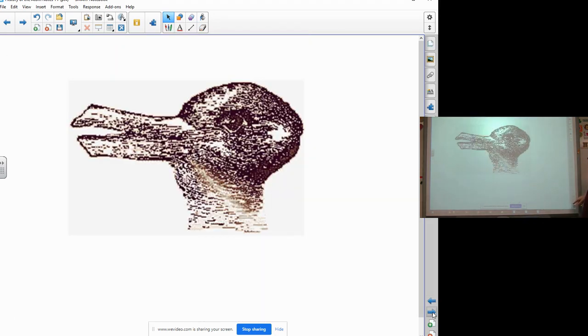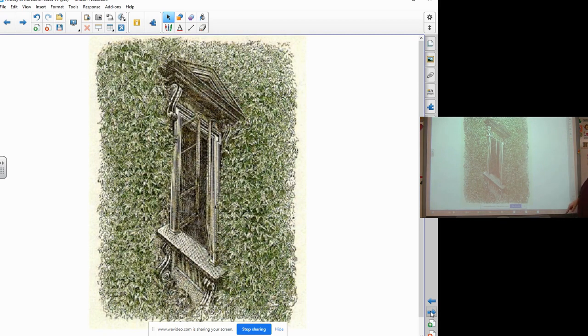What do you see on this one? Do you see a duck or do you see a rabbit? Yes, both. The duck is looking that way, and the rabbit is looking this way with its ears back. Is the window opening in or is the window opening out? Interesting. Both. Cool.